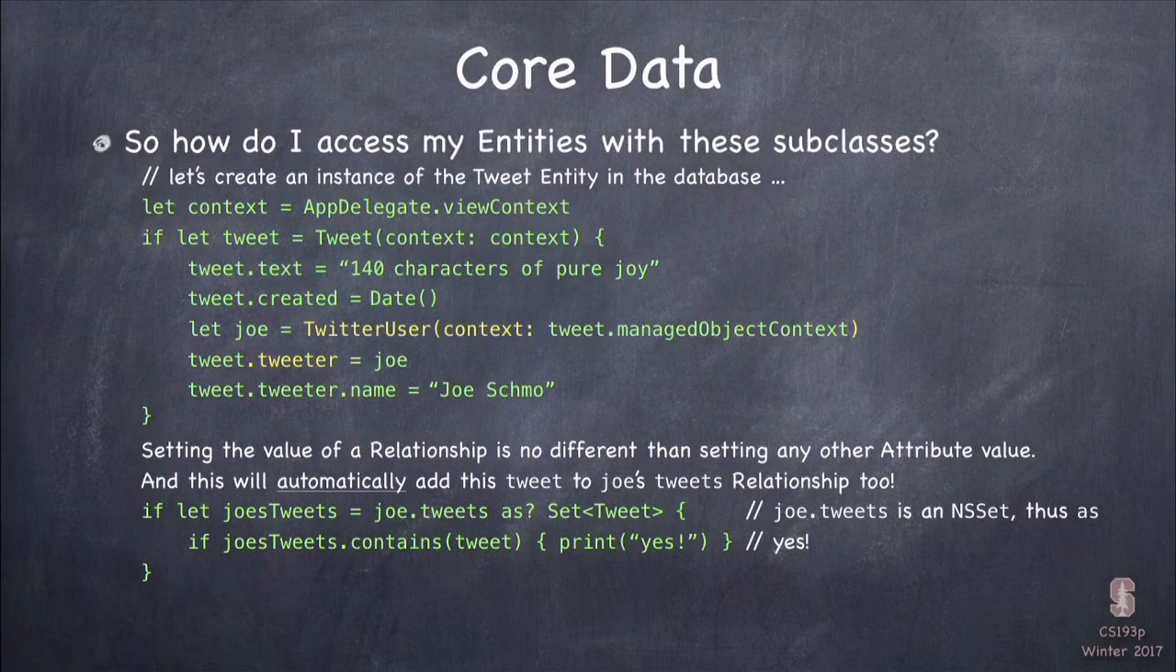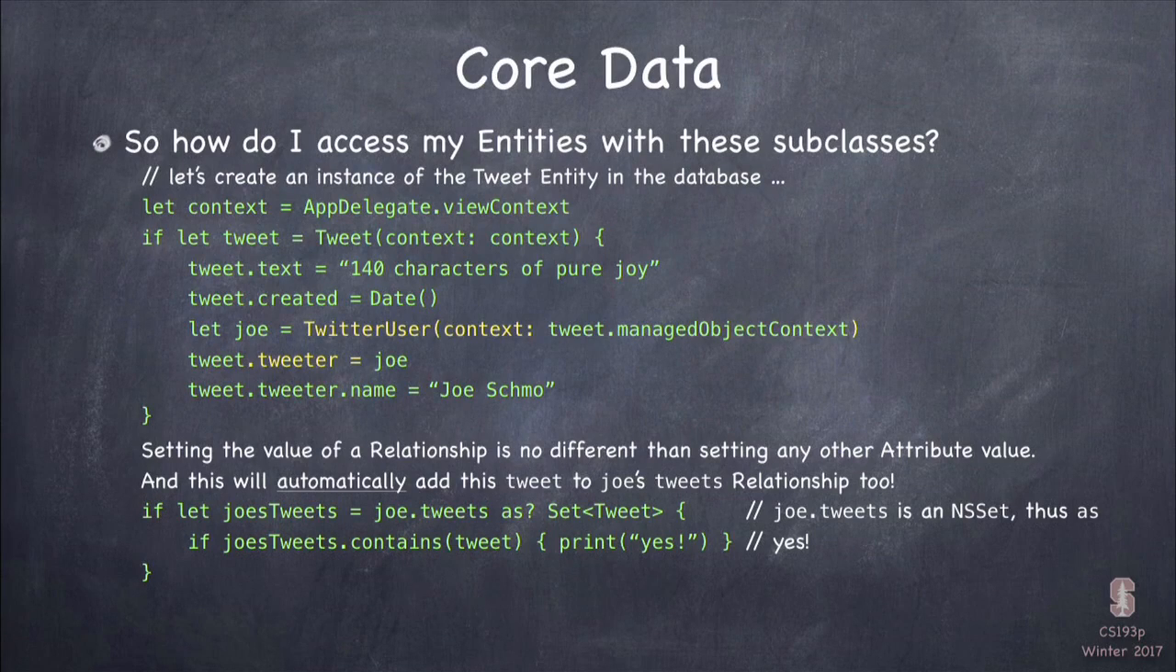So that means, for example, if I say tweet.tweeter equals Joe, and I went over to the Joe side and say, hey, give me Joe's tweets, and I'm even going to turn it from an NSSet into a Swift Set of Tweet, because we know that's what tweets are, right? Tweets are a set of tweets. Then I can say, if Joe's tweets contains that tweet, print yes, and of course it is going to print yes. Because when I said tweet.tweeter equals Joe, it automatically got added to Joe's tweets.